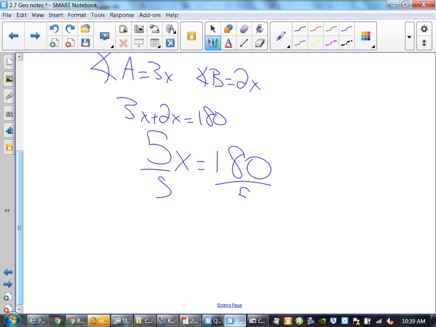Did anybody ever show you guys how to do shortcut division? 5 goes into 1 how many times? Doesn't. 5 goes into 18 how many times? 3. See that? How many are left over? 3 times 5 is 15, so 3 left over. 5 goes into 30 how many times?